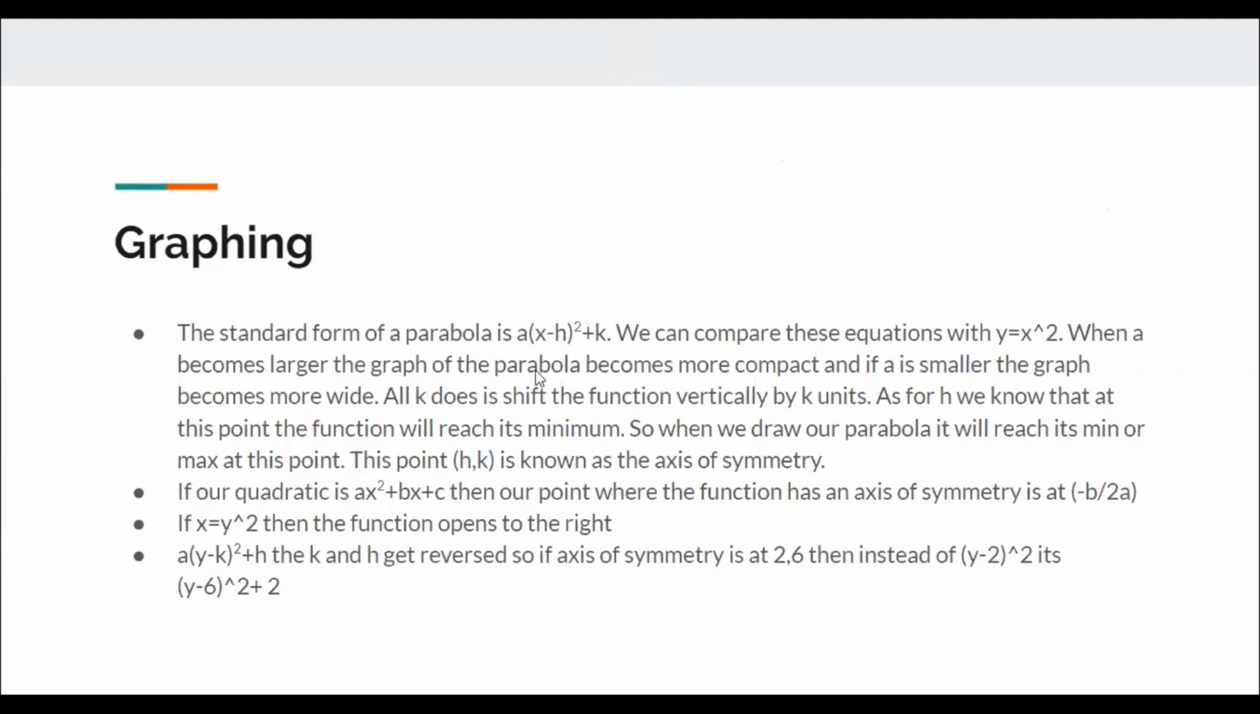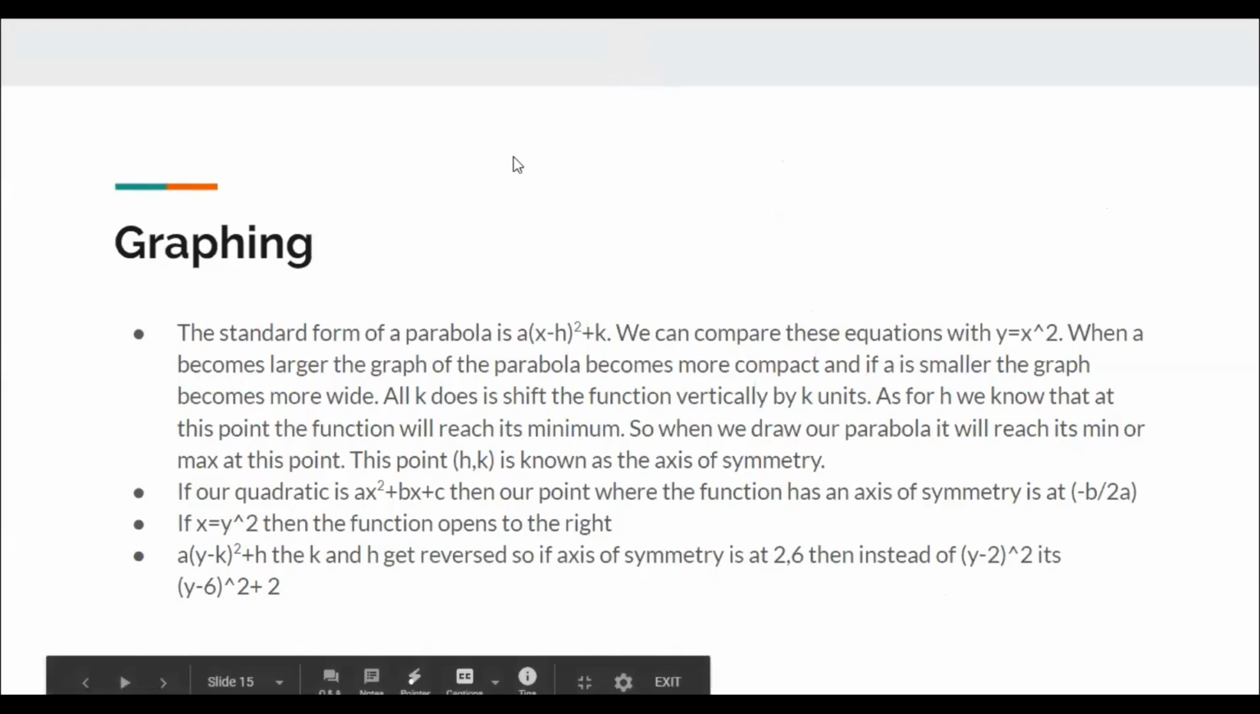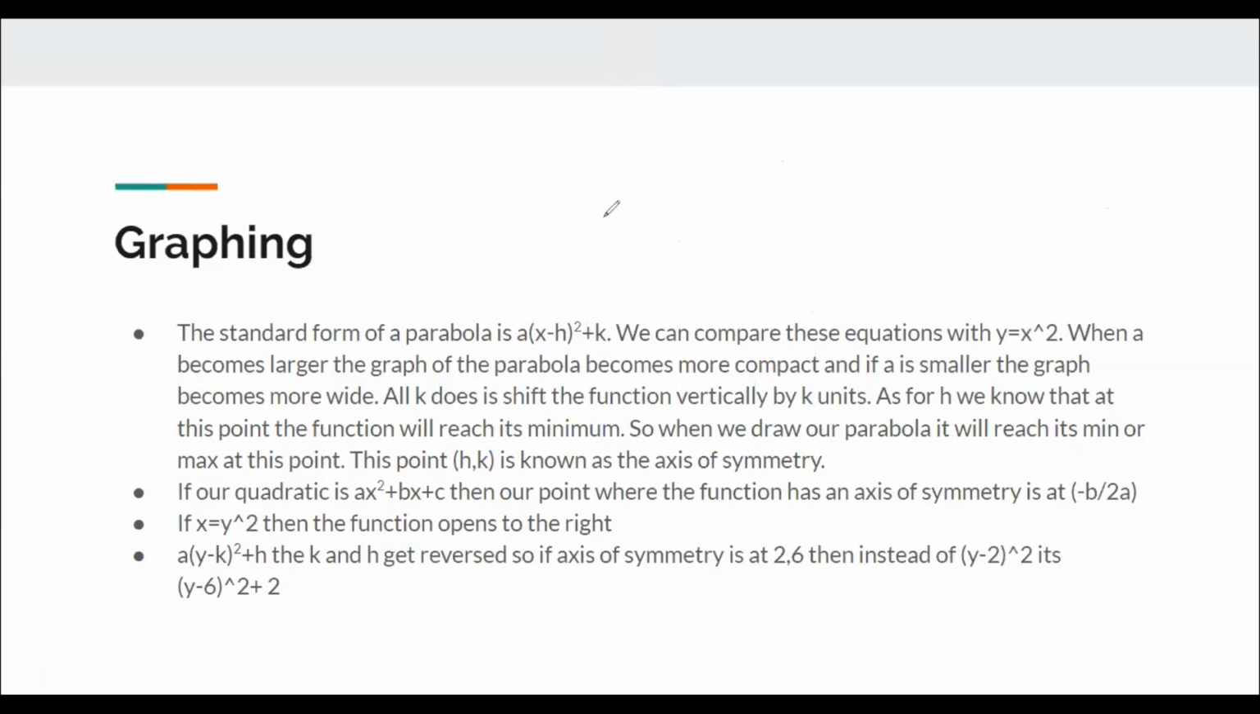All k does is shift the function vertically by k units. So if instead of x squared we had x squared plus 2, we would simply shift it up 2 units. If this was y is equal to x squared, it would become 2 units up, kind of like this. That's what happens if you shift it up 2 units. That's all k does.